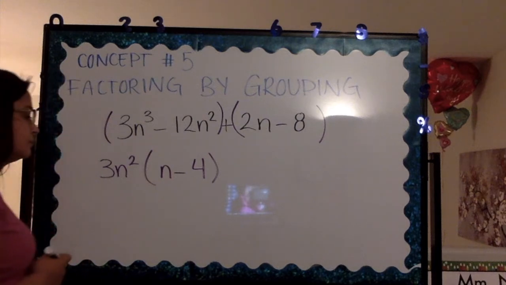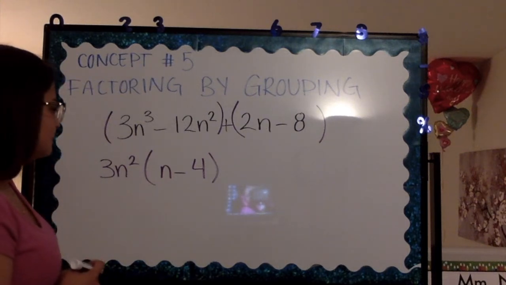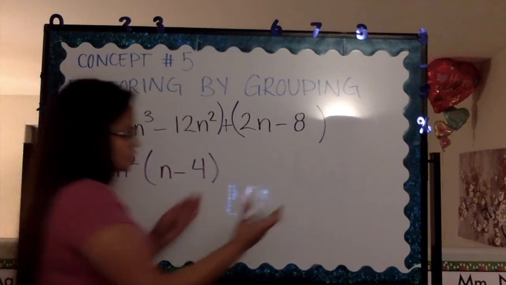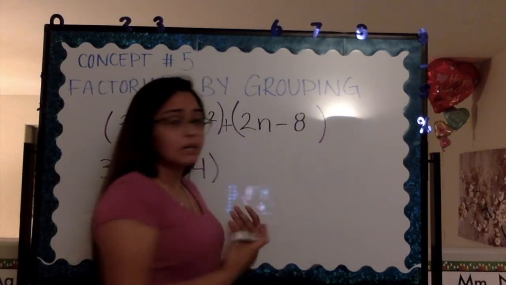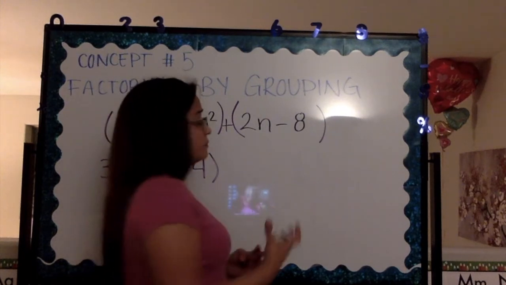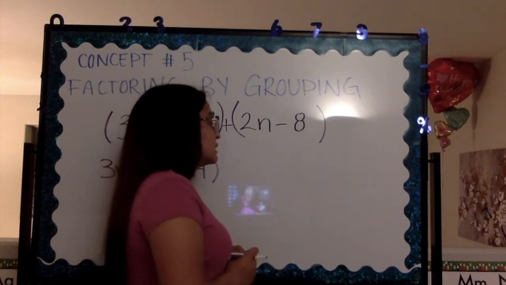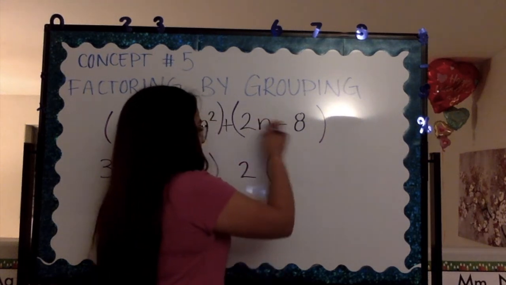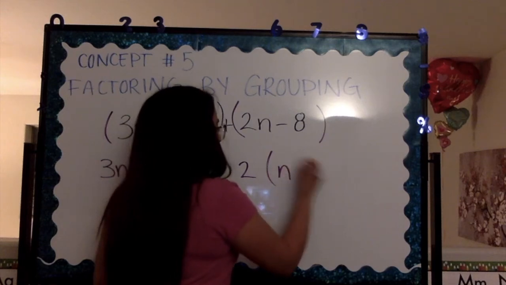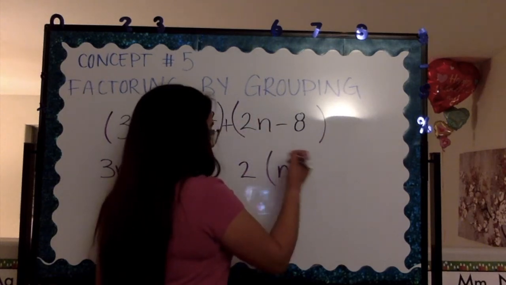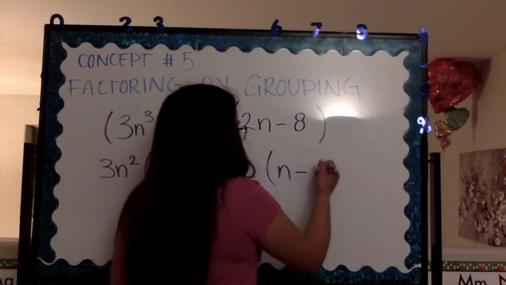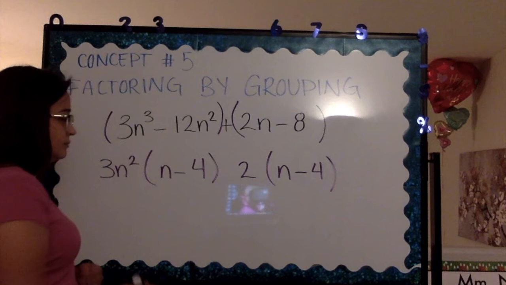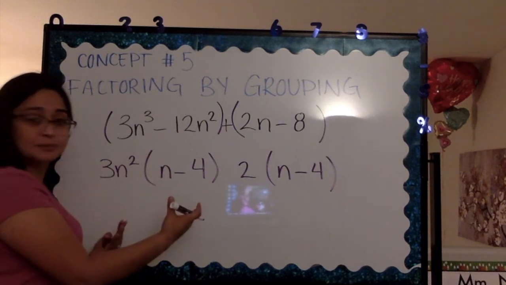Now, we're going to do the same thing that we did for this binomial to this binomial. Again, taking out the greatest common factor, which in this case would be just the 2. Why? Because it goes here, 2 times n is 2n, and 2 times negative 4 is negative 8. You see what we have here now?